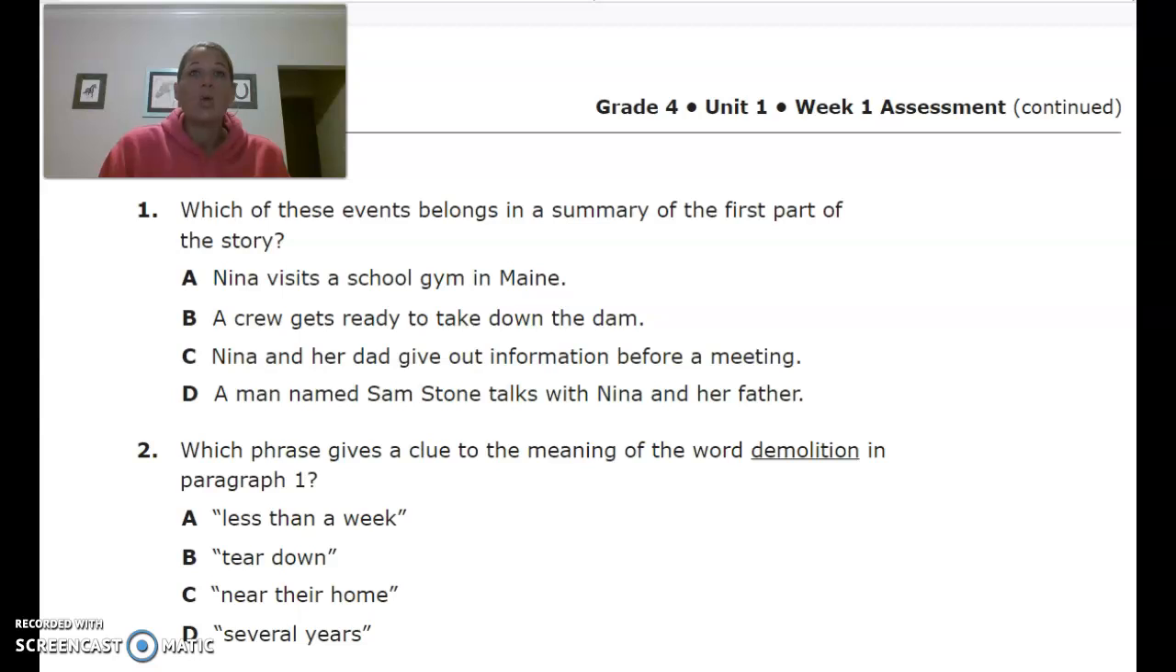And when we do that, we look at the questions. We read the questions and we identify what the author of the test or the test maker is asking us to find. Okay? So looking at number 1. Number 1 says, which of these events belongs in a summary of the first part of the story? So I am looking for an event.